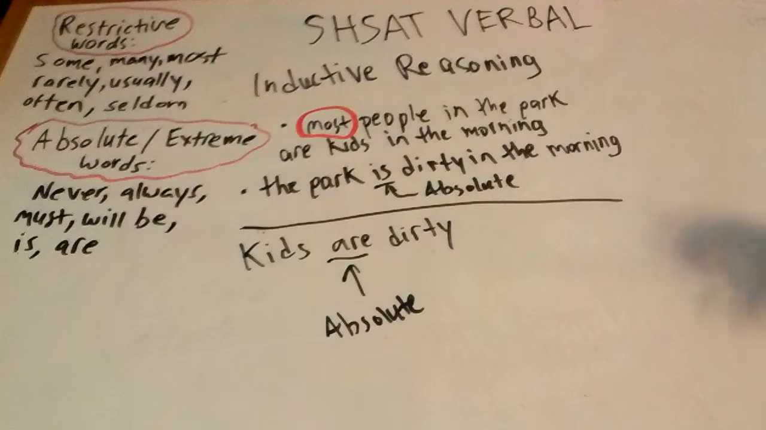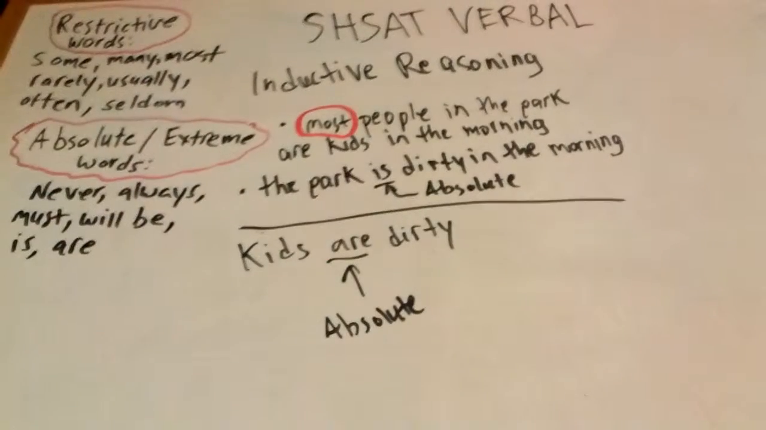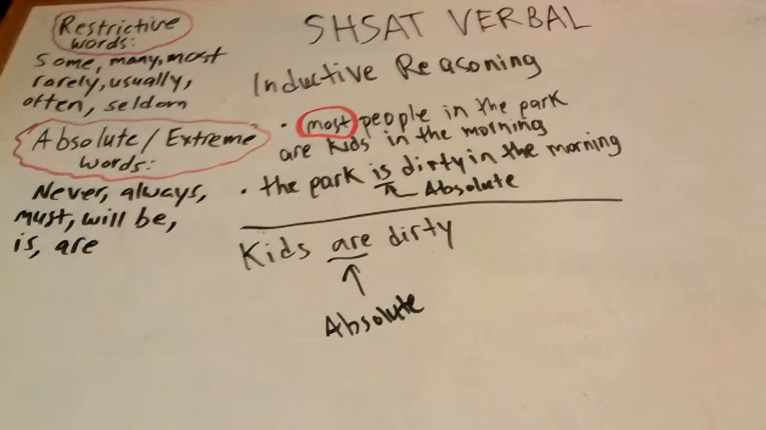Here, when we're just thinking, and it's just us, and we think about a sentence like most people in the park are kids in the morning, and then there's another premise right after it that says the park is dirty in the morning, kids are dirty. Well, we think about it, is that something that's fine to say? It's not fine to say that, right? Because the kids might not be dirty. The kids might not be the ones making the park dirty. It might be the adults, the park might have already been dirty, but when you deal with the SHSAT, it's different. You have to take everything that they say as if it were true in the way that they say it. So if they say, all boys are dumb, all boys are dumb. Do not try to say, hey, but that's not true.